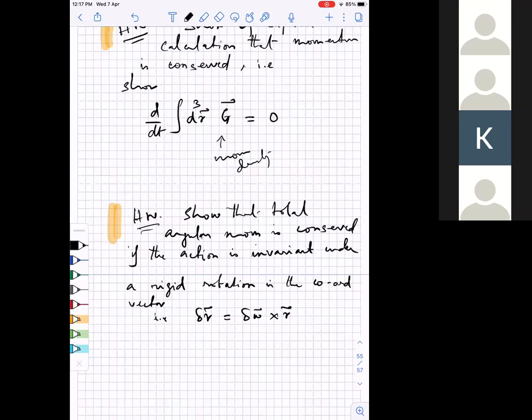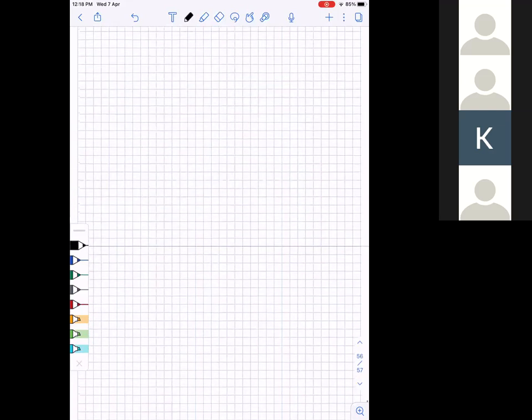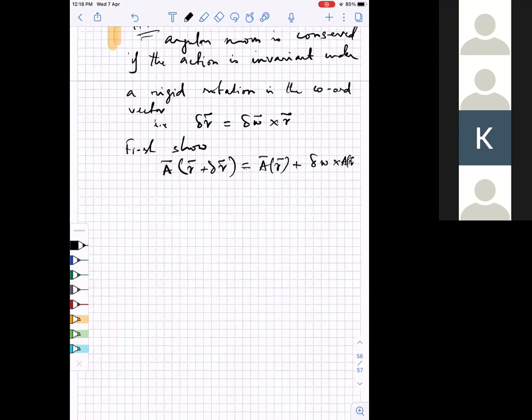So over here, first show that my A, remember, just like the old coordinate and the rotated coordinate, the A in the new coordinate, r plus delta r, will be A in the old coordinate plus... Okay, so this is what you need to show.